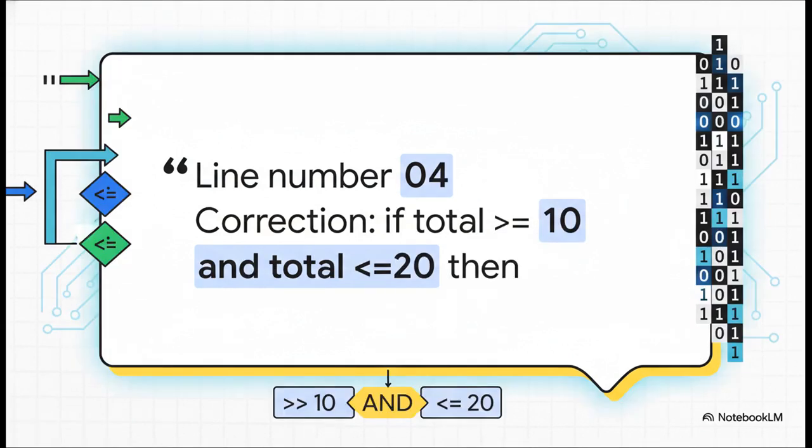And for that second error on line 04, here's the official fix. If total greater than or equal to 10 and total less than or equal to 20, then. See how it uses that and operator? That's what creates a complete condition that correctly checks both the bottom and the top of that range. That exact line of code is what the examiners want to see.